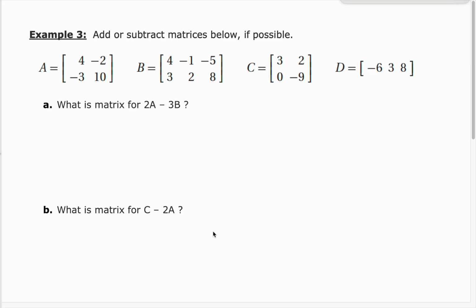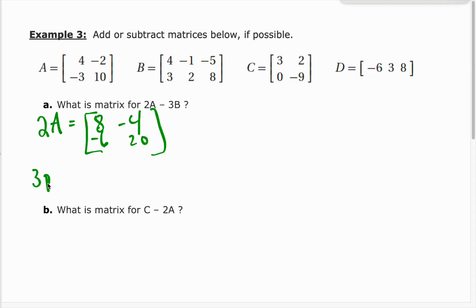Example 3. Okay, so we're going to take 2A minus 3B. So we're going to deal with scalar multiplication to create a new matrix and then subtract the two of them. So 2A basically is going to be, I'm going to take everything up here in A and I'm going to multiply it by 2. So 2 times 4 is 8. 2 times negative 2 is negative 4. 2 times negative 3 and 2 times 10 is 20.